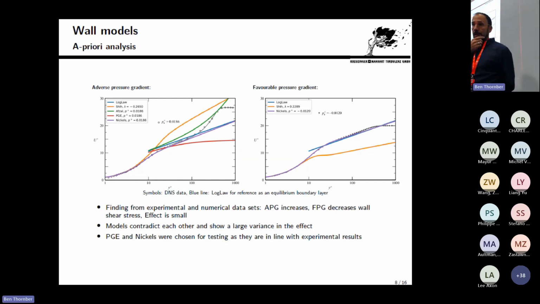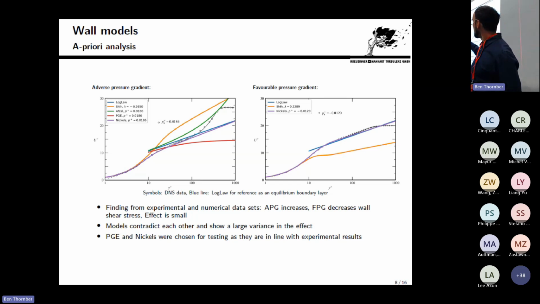And we were quite surprised because, first of all, what you see here, this is probably the only and main important slide of my whole presentation. What you see on the left, there's an adverse pressure gradient boundary layer. On the right, there's a favorable pressure gradient boundary layer. The dotted lines are taken from DNS. So the dotted lines are the DNS data of a non-equilibrium boundary layer. And as a reference for an equilibrium boundary layer, you have to look at the blue line. This is the logarithmic law of the wall.